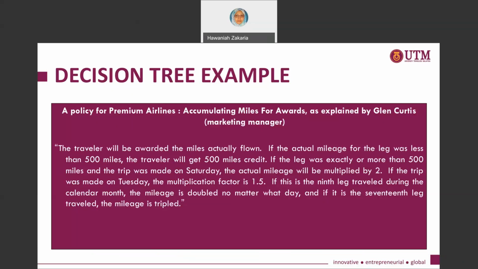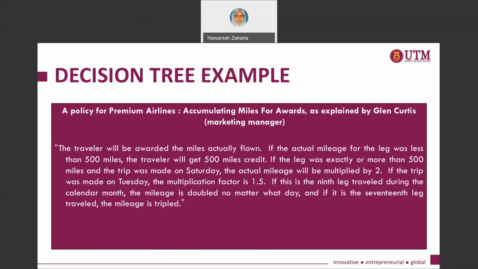Next, it says here, if the leg was exactly or more than 500. Earlier is if the leg was less than 500. Now, if the leg was equal to 500 or more, then the trip was made. With this condition, plus another condition which says that the trip was made on Saturday, the actual mileage would be multiplied by 2. So that is the action.